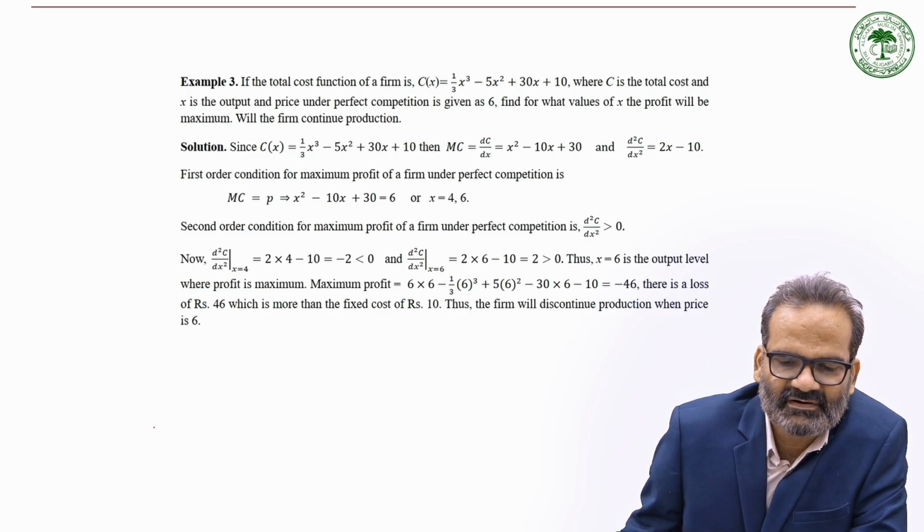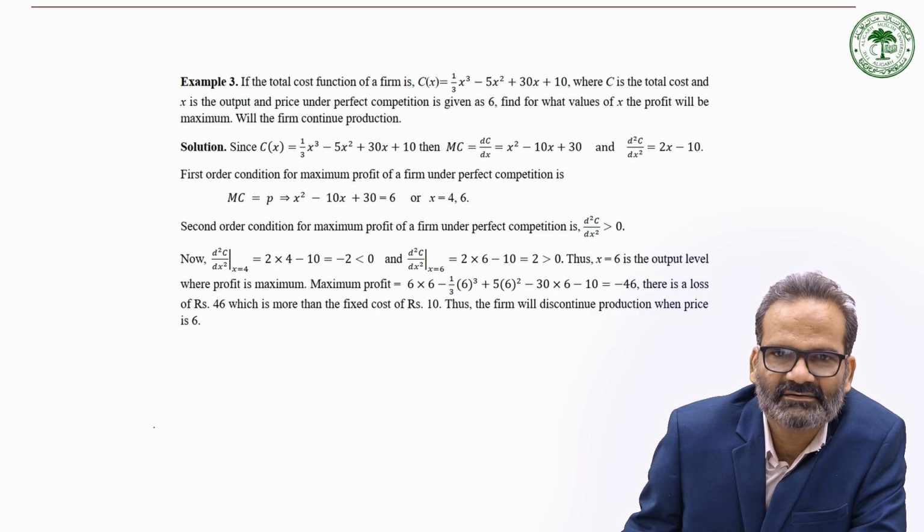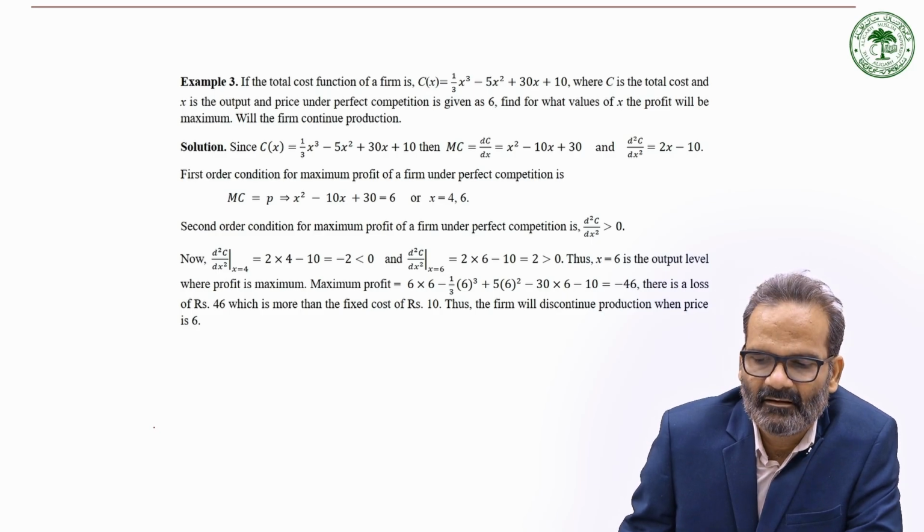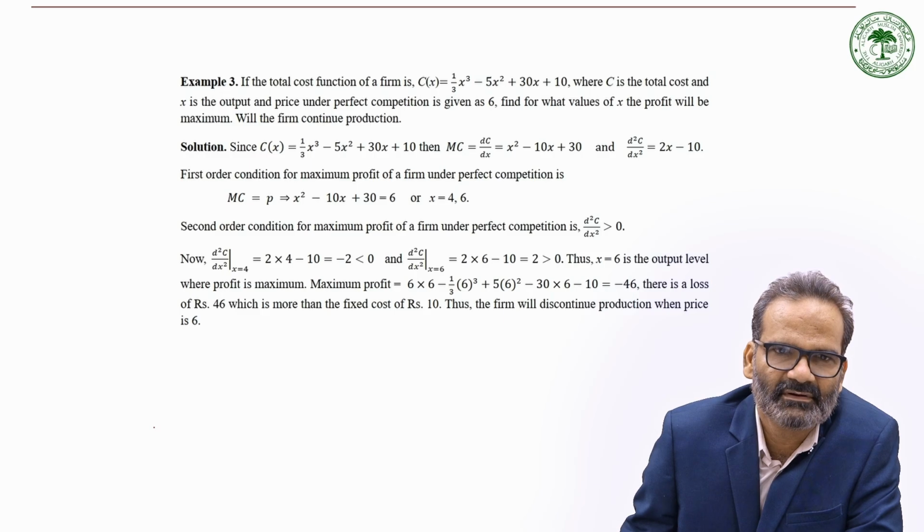If the total cost function of a firm, C(x), is given by x cubed by 3 minus 5x square plus 30x plus 10, where C is the total cost and x is the output, and the price, determined under perfect competition, is given as 6, right?